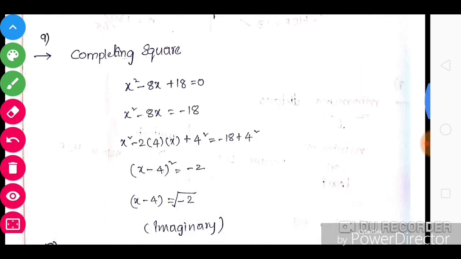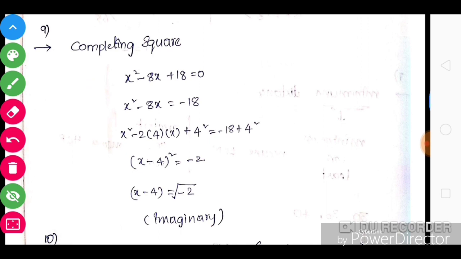And next question is, they have given one equation, x square minus 8x plus 18 is equal to 0, and they are asking to find roots not by splitting middle term, but we have to use completing square method. We know completing square method is very easy, and we have to send this 18 to this side. So it will be x square minus 8x is equal to minus 18, and I will write 8 as 2 into 4 into x, and adding 4 square on both sides.